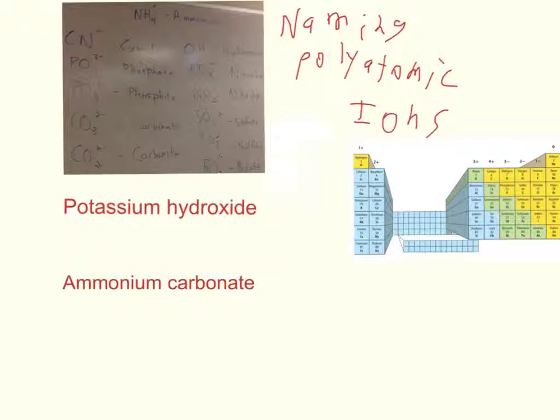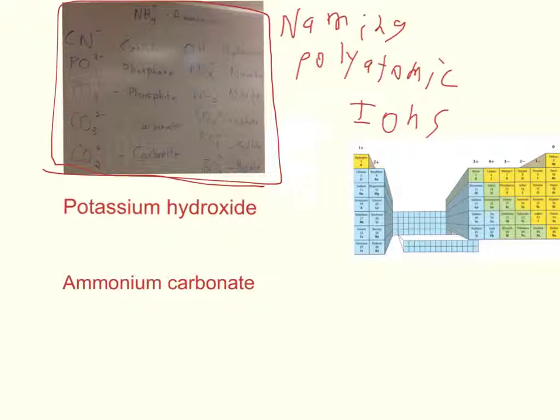Okay, on this page we're going to name polyatomic ions. Now I have a few polyatomic ions on this chart right here, or board right here, but it's not all of them. So if you can't find, say, peroxide, you have to go look it up on Google or something like that. Look for a chart on Google that has all of them. But I only have some of them up here.